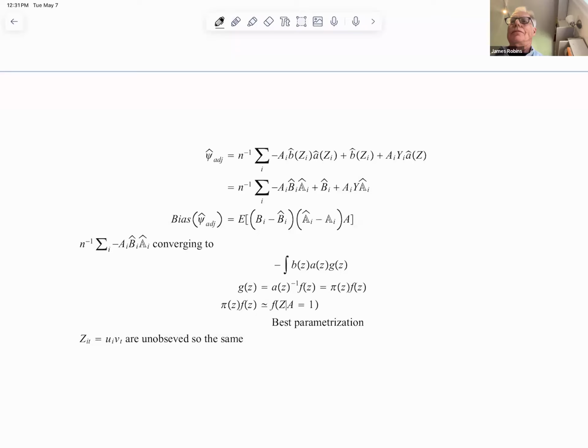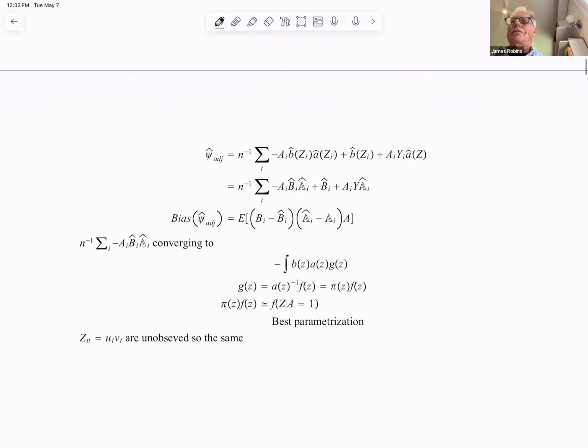And what's really interesting here is that his way of describing the functional is not as the integral of B of Z F of Z, which is the way we usually do it and doesn't depend on the propensity score, but as a functional B of Z A of Z G of Z, where G of Z is F of Z given A equal 1, because the A of Z, that's 1 over pi of Z, cancels with the pi of Z. But this is the natural parameterization of it.